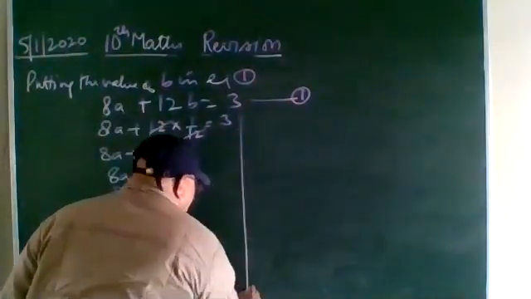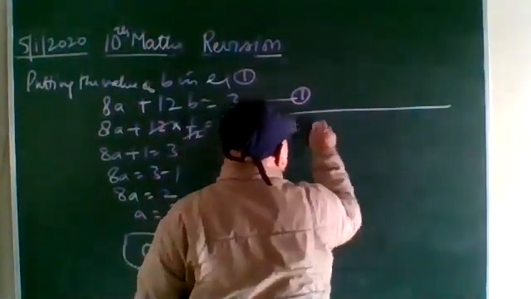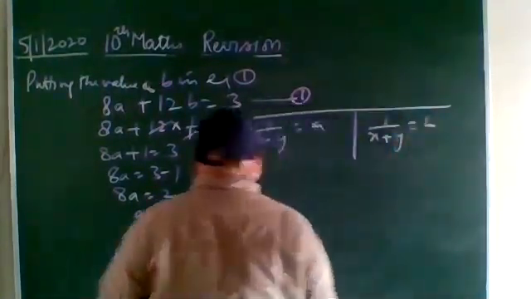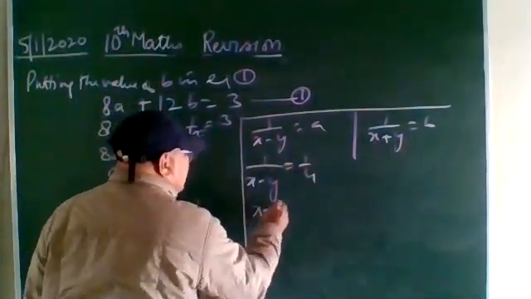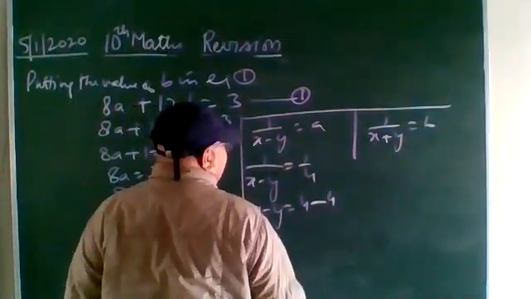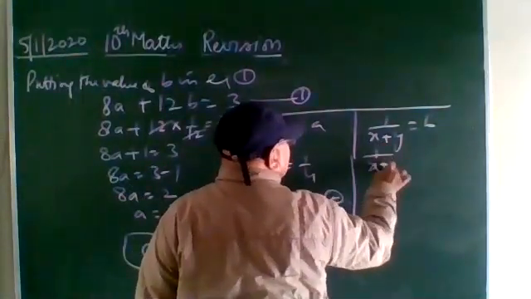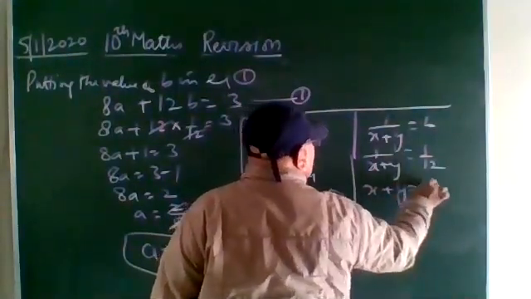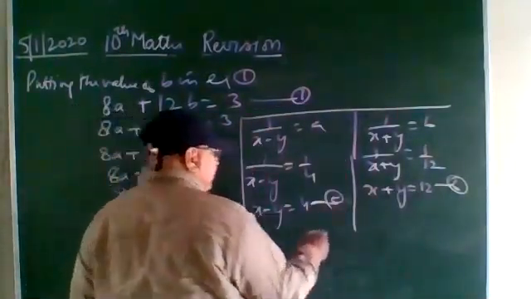Now, what you have assumed here is 1 upon x minus y equal to A, 1 upon x plus y equal to B. So 1 upon x minus y equal to 1 by 4. So x minus y equal to 4. This is equation number 5. Here 1 upon x plus y equal to 1 by 12. X plus y equal to 12. Equation number 6. Now solve again.